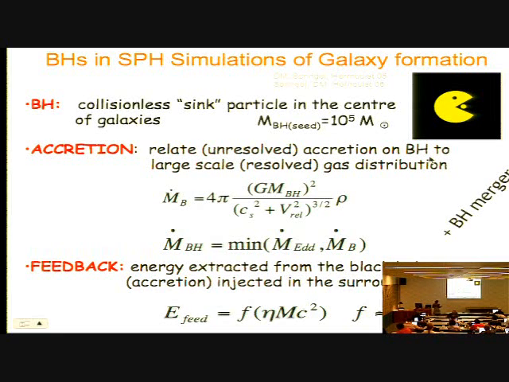And what you also include is some form of feedback, which is again very simple, because at these scales you can't really capture anything else anyway. You're just saying that a fraction of the energy that is liberated by accretion, and it should be m dot there, some fraction that is a parameter, is coupled back into the surrounding medium and heats it isotropically.